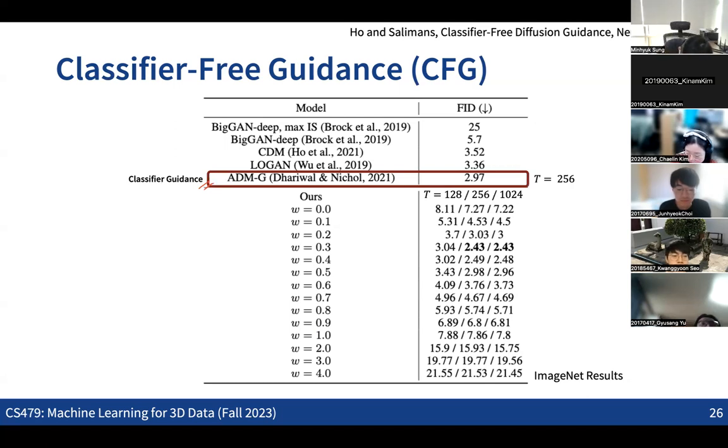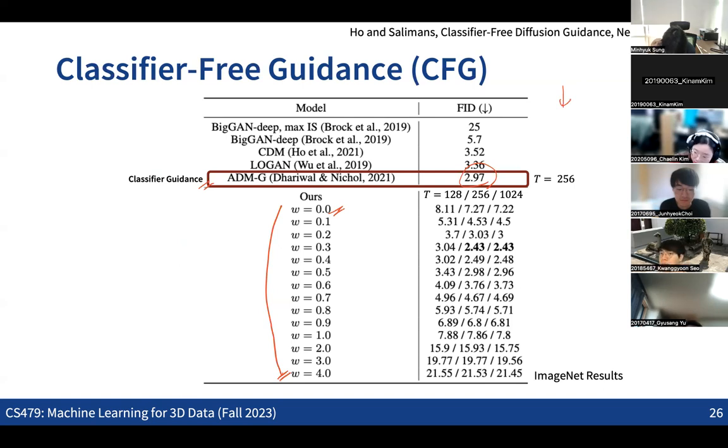So this is also a number where smaller is better. We are getting 2.97, which is a very good number, right? As we control the W in the classifier-free guidance, 0 means that this is exactly the same as the unconditional case. And 4 means that we are giving really strong emphasis to the conditional noise, while even sacrificing the unconditional noise.